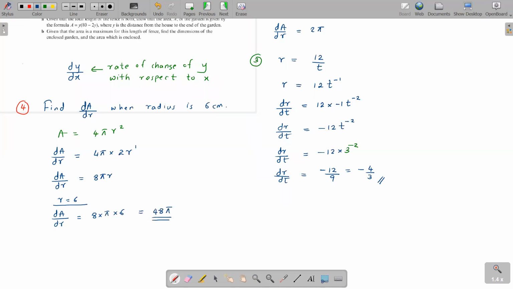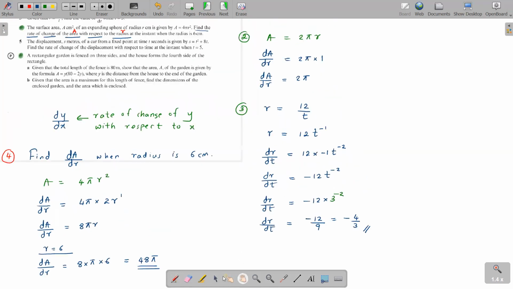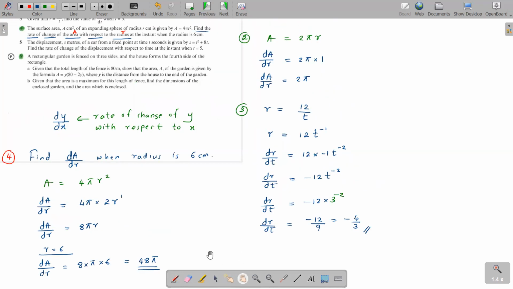48 pi. Leave your answer in exact form. They haven't asked you for a decimal, so we normally keep our answer in exact form. Okay, shall we move to question number 6?